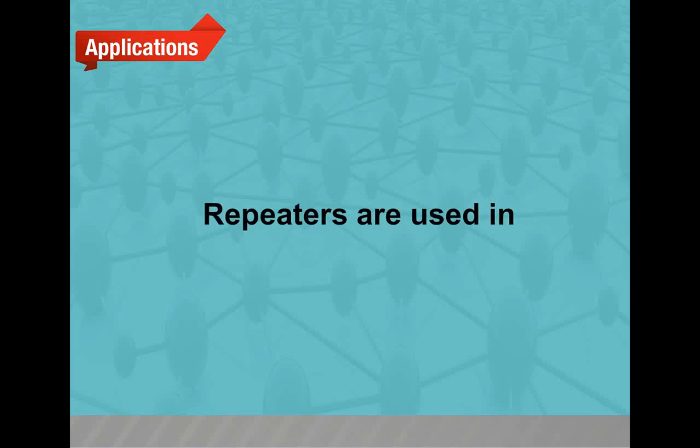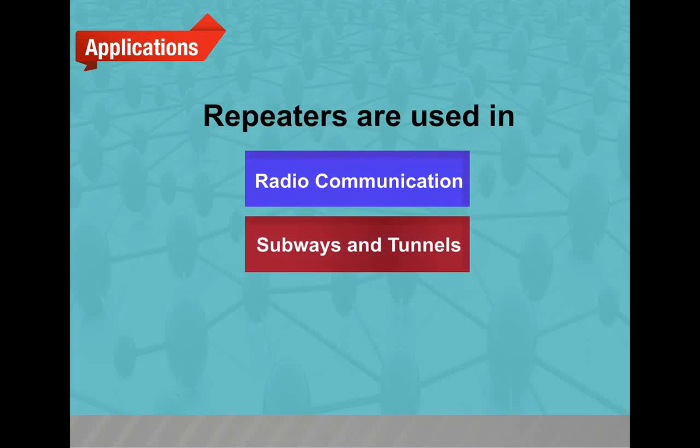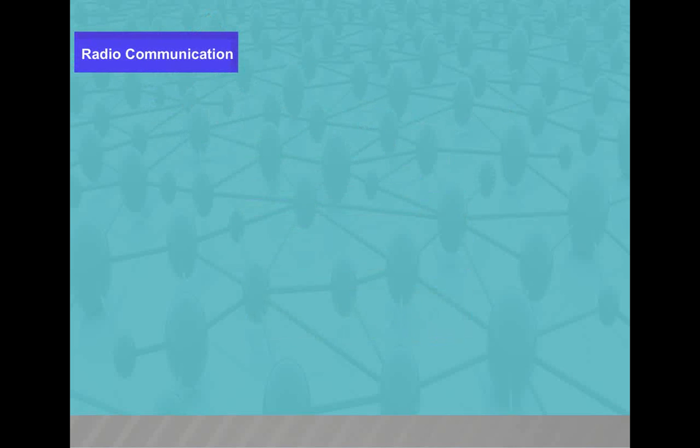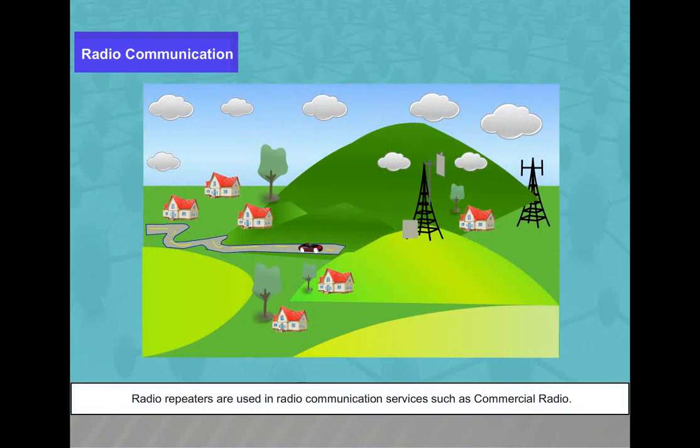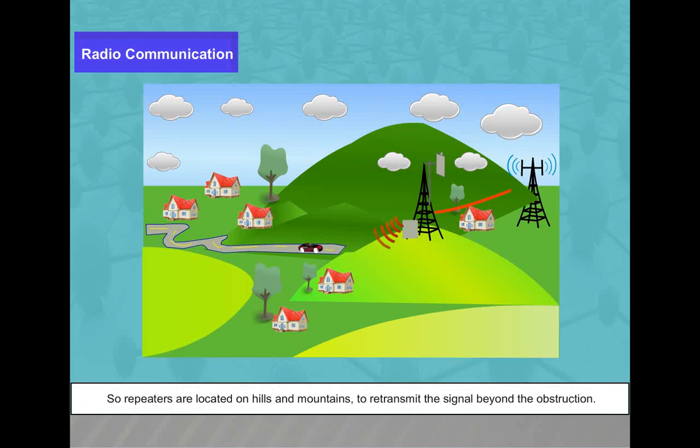Applications. Repeaters are used in radio communication, subways and tunnels, vehicles. Radio communication. Radio repeaters are used in radio communication services such as commercial radio. Higher radio frequencies are limited to line-of-sight transmission. Their range is blocked by mountains and the curvature of the earth. So, repeaters are located on hills and mountains to retransmit the signal beyond the obstruction.